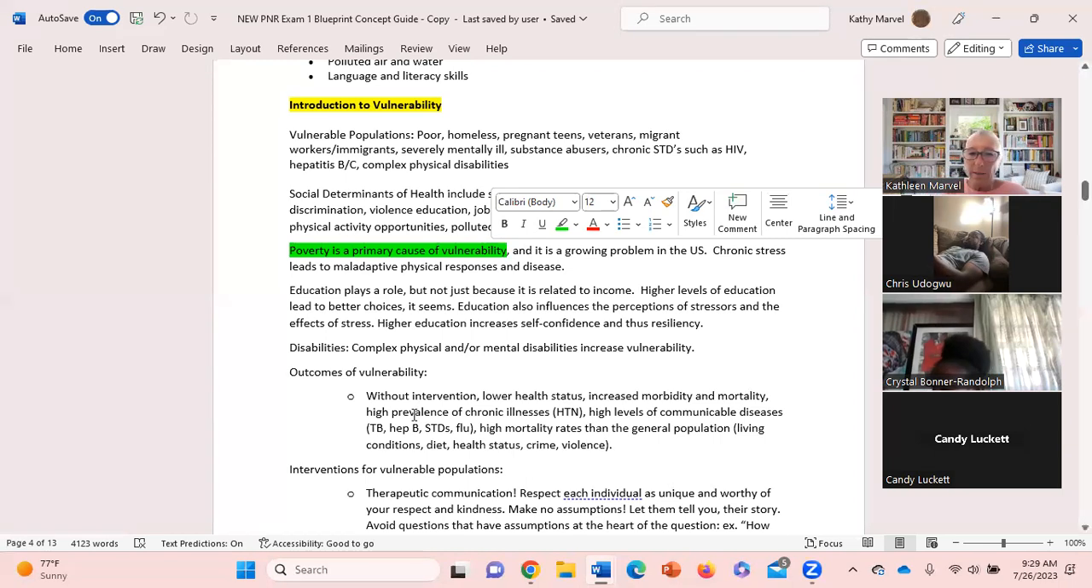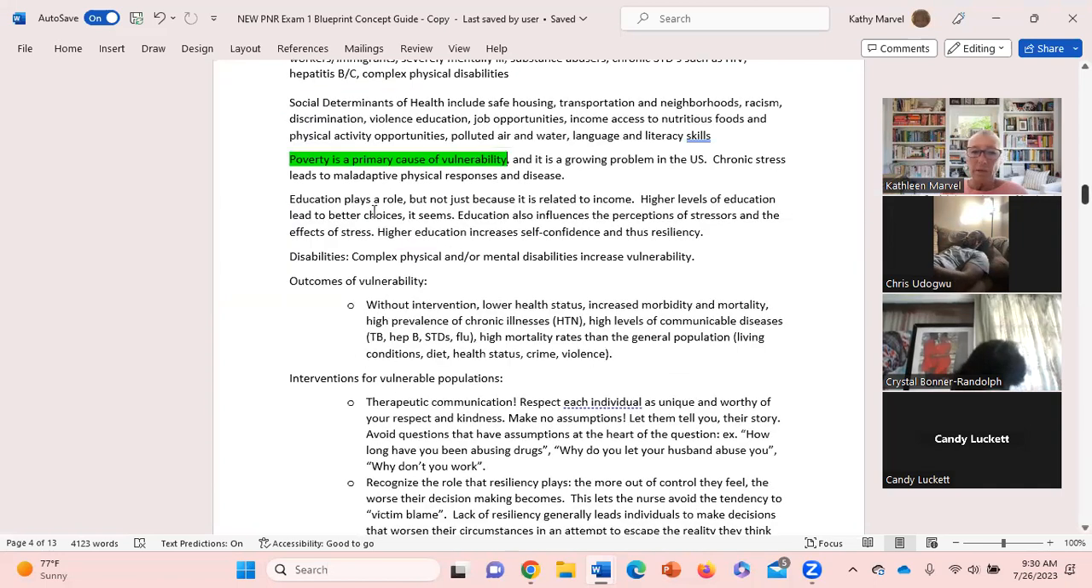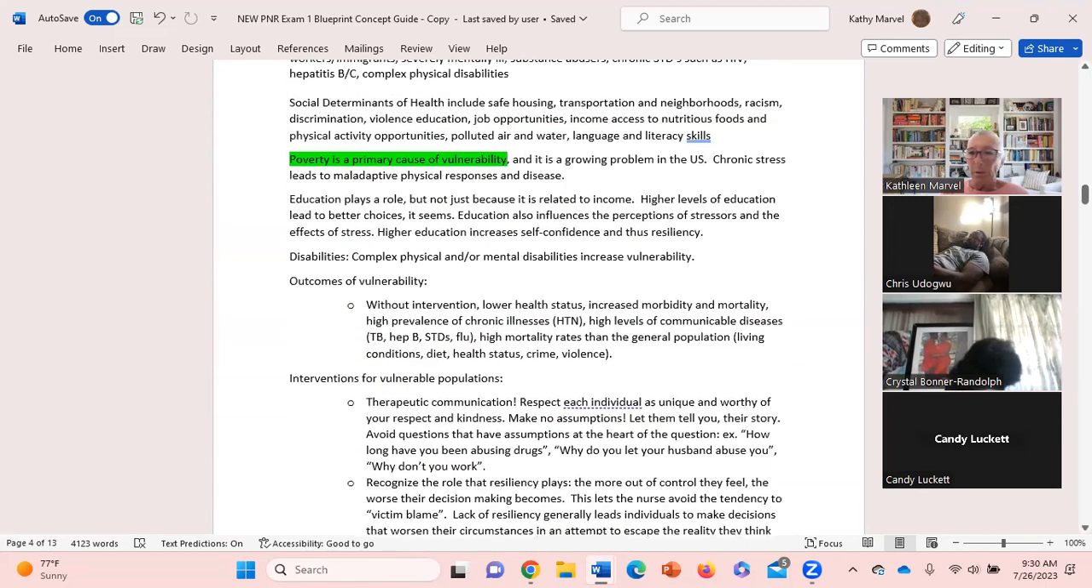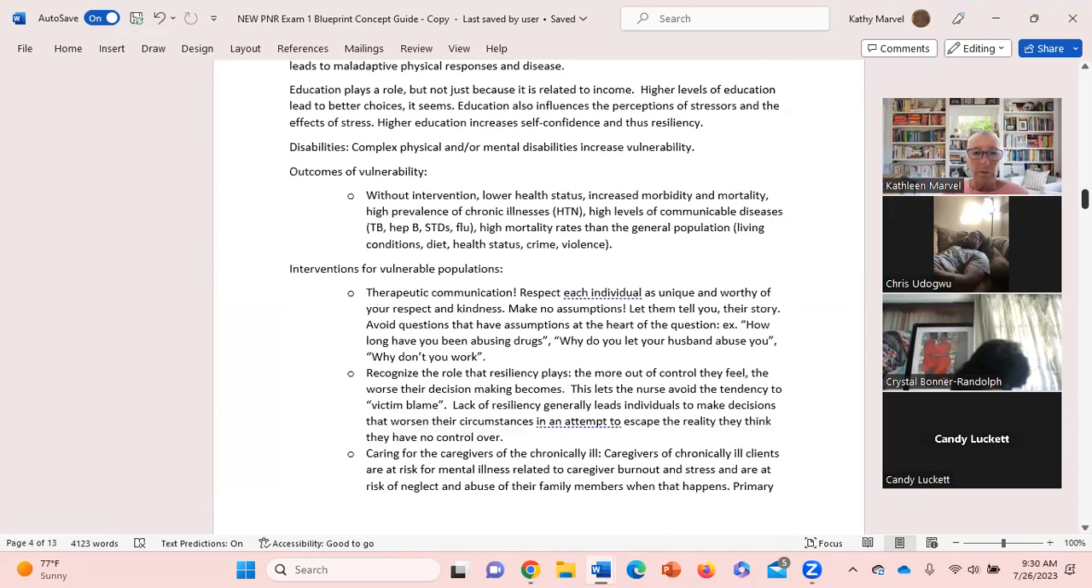Okay, we talked about resiliency and education. Higher education increases self-confidence and resiliency. We talked about that this past week in class. How do we encourage resiliency within our clients? Disabilities, another factor with vulnerability or vulnerable populations. You guys can read through this.